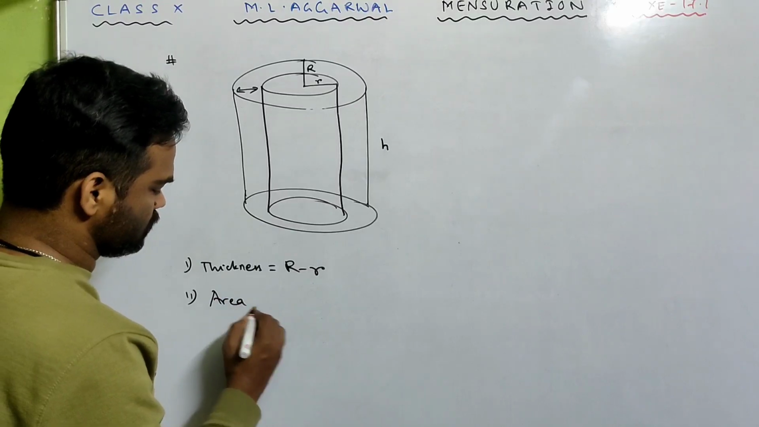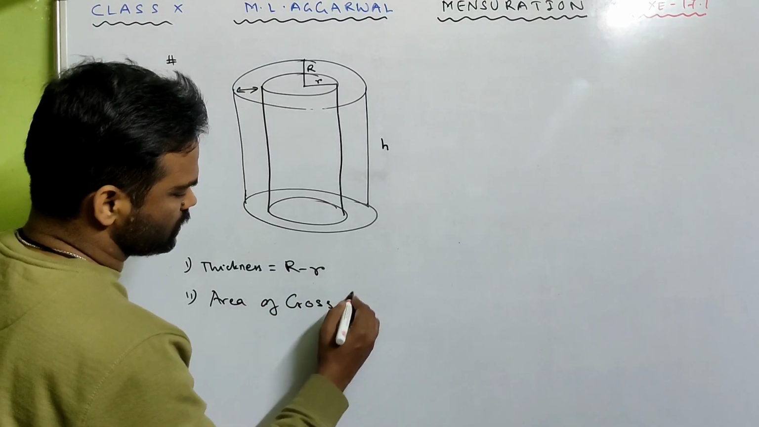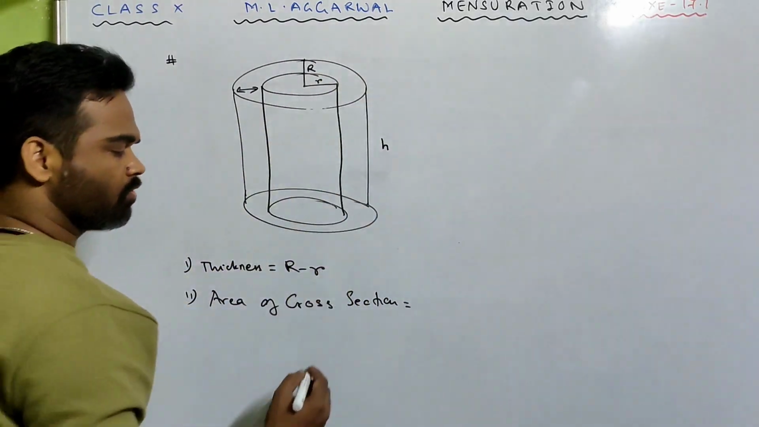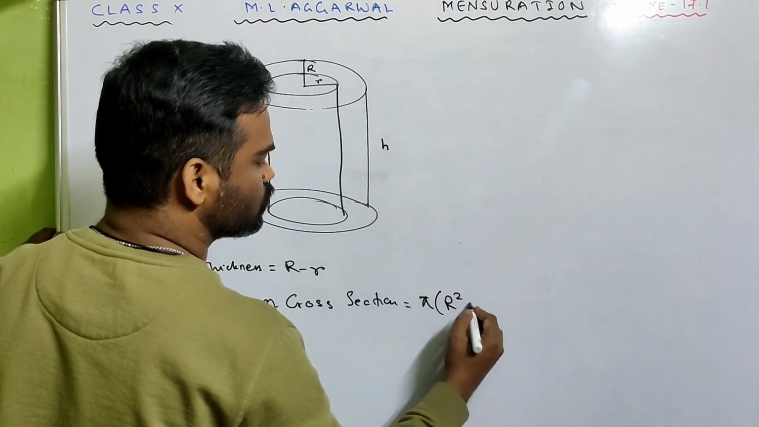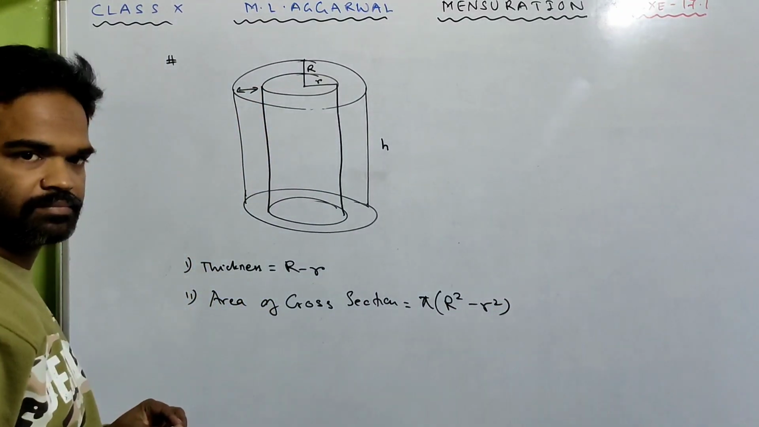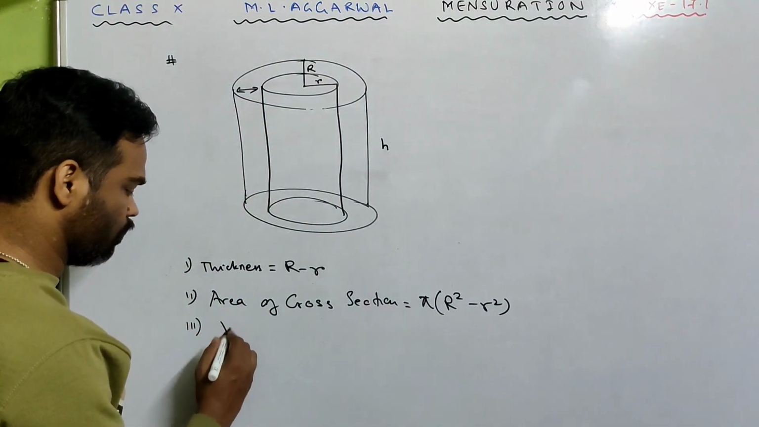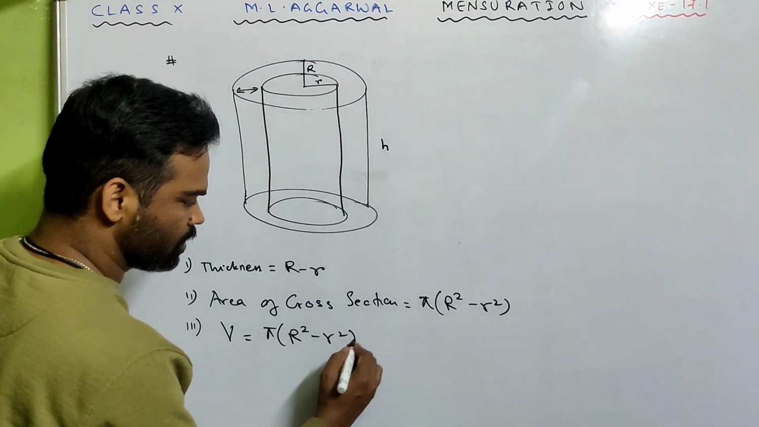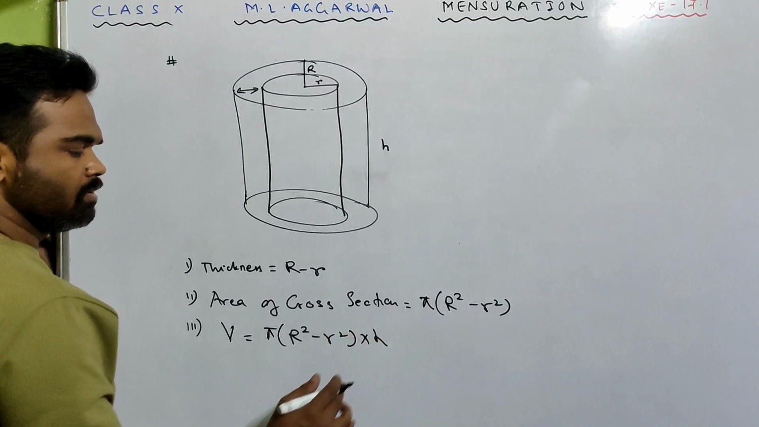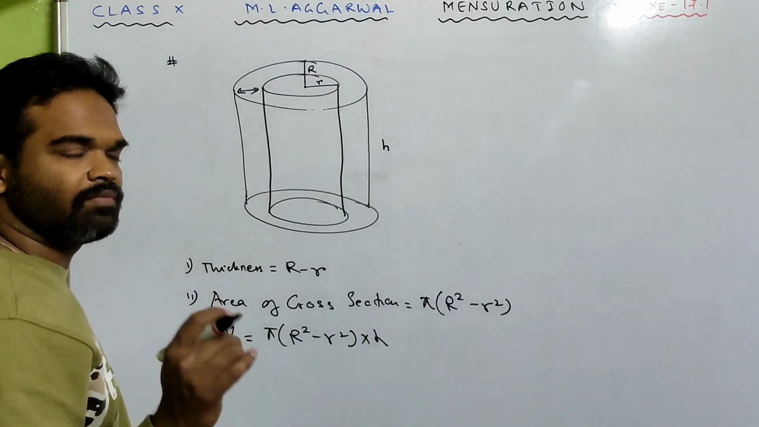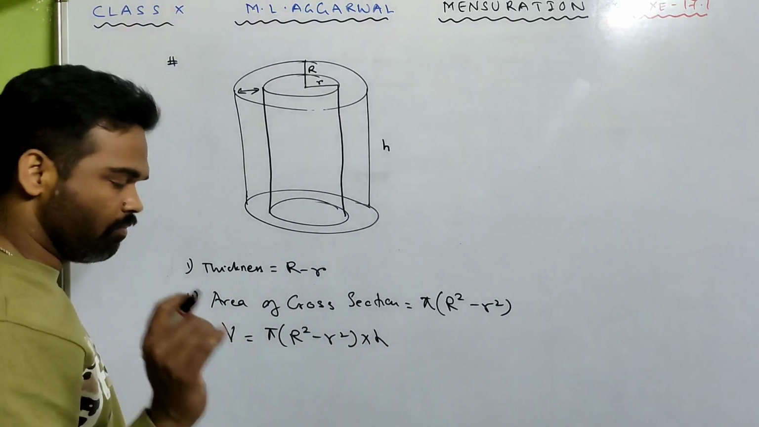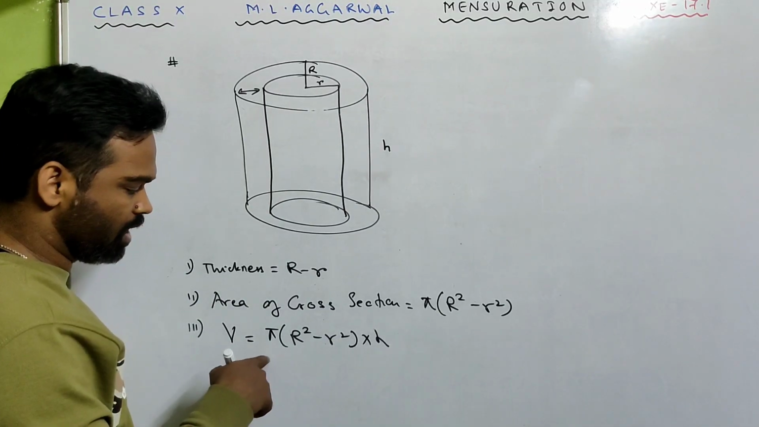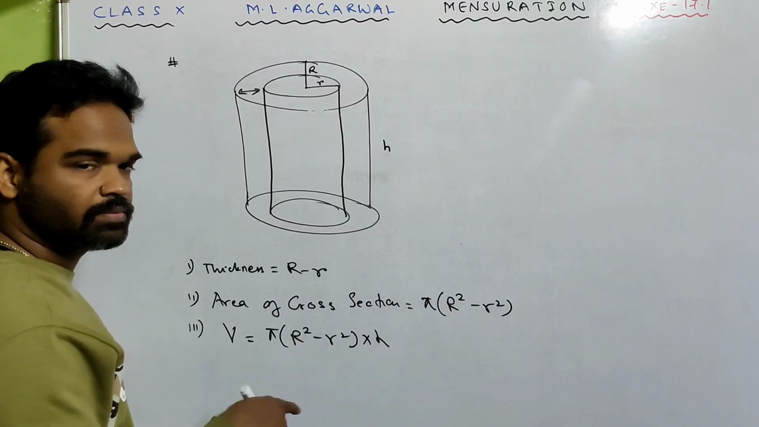Area of cross section, if you look carefully, it's concentric circles, so area of cross section will be pi capital R square minus small r square. Done. Which means volume will be area of cross section into height. We just did. For a body having uniform cross section area, volume is given by area of cross section into height, which is pi capital R square minus small r square into h.